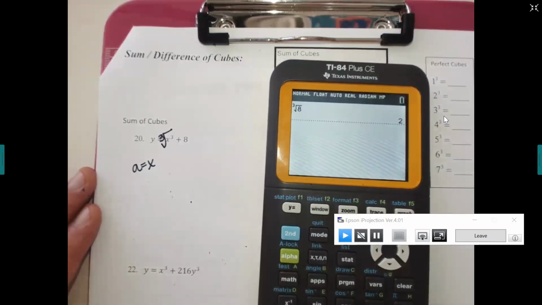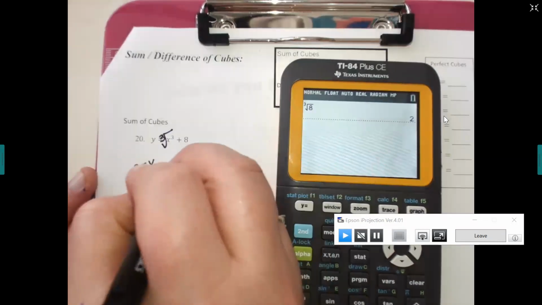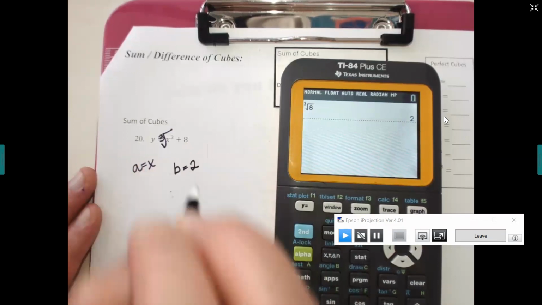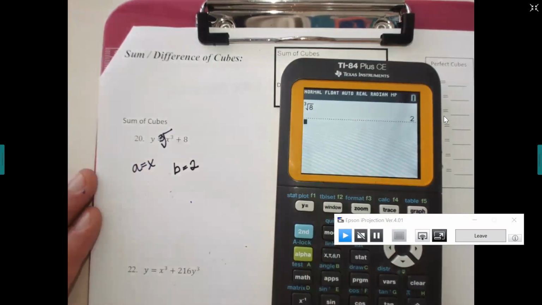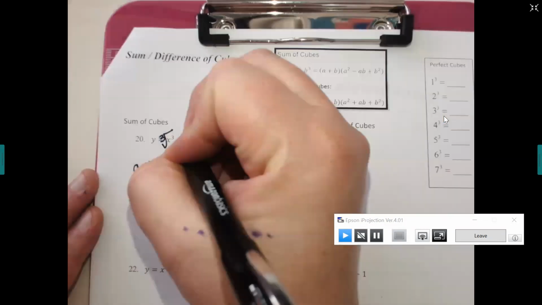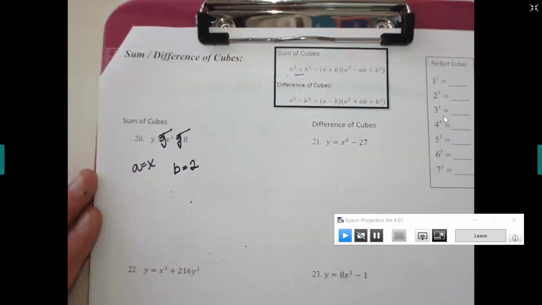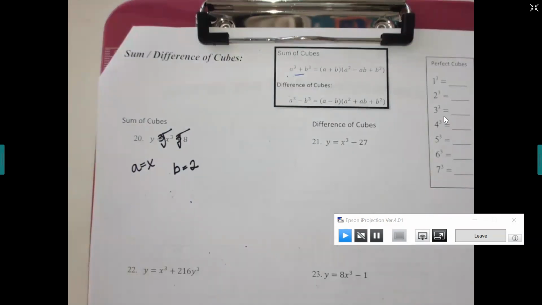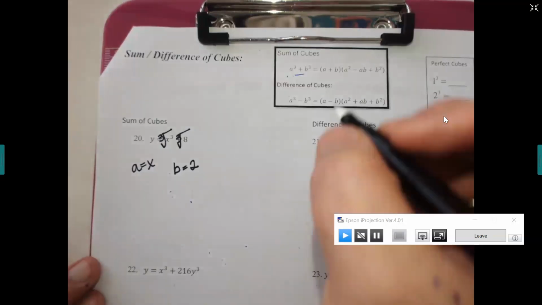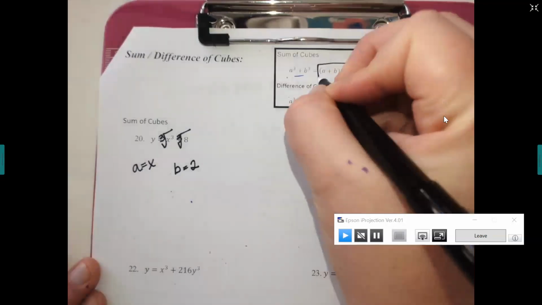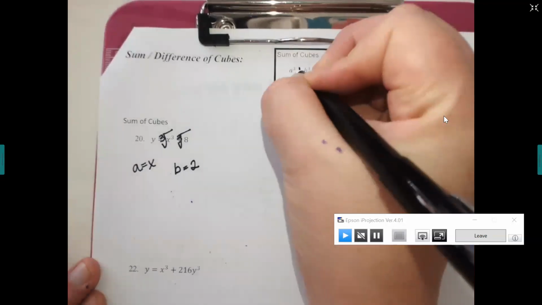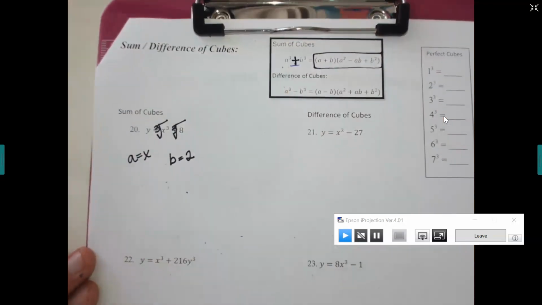So these were both cubic roots. The first one came out to an X. The second one came out to a 2. Then you're gonna follow the formula based on whether you started off with a plus in the middle or a minus in the middle. What did I have in the middle here? It was originally a plus. Then that means that I'm gonna use this formula because it also started with a plus in the middle.